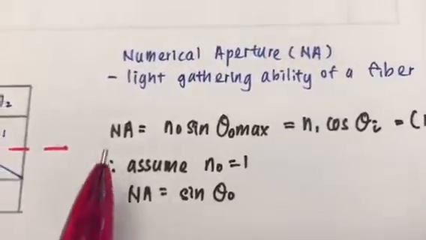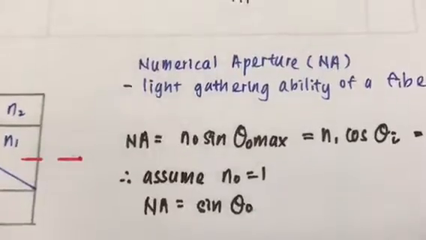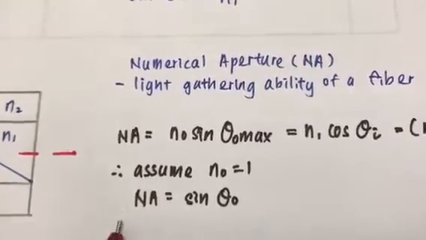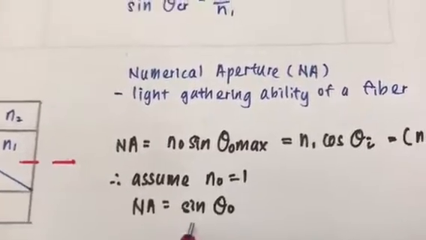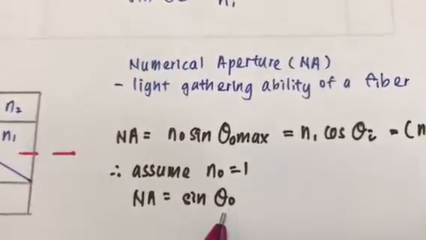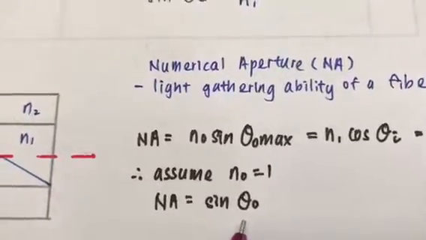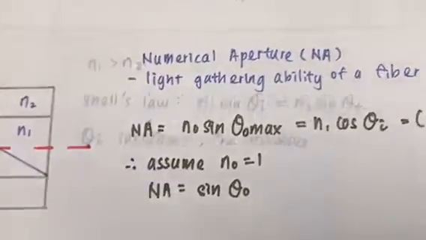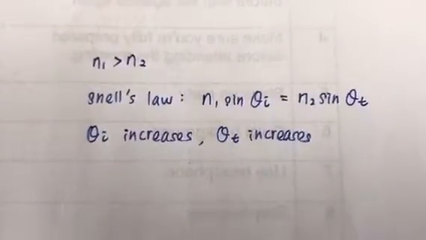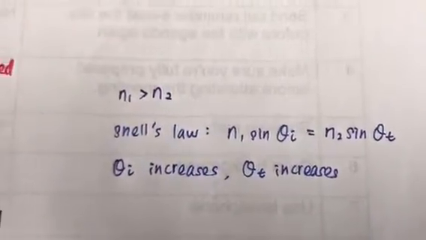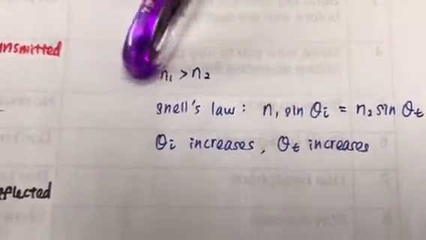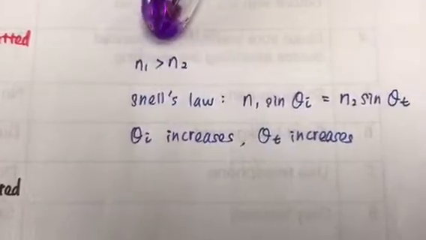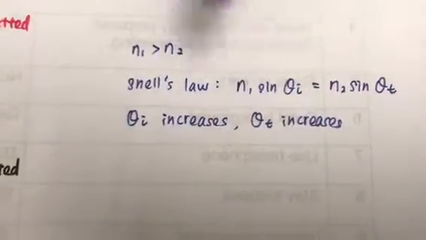If we assume that N0 is equal to N1, we can say that the numerical aperture is equal to sine theta maximum acceptance angle. Okay, so as a summary for this video, we know that the refractive index for the core is greater than the refractive index for the cladding.